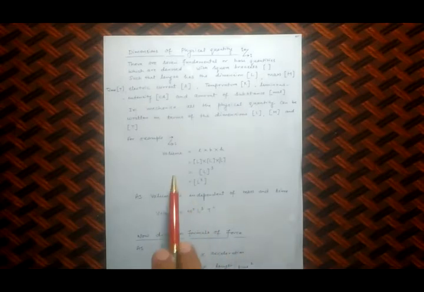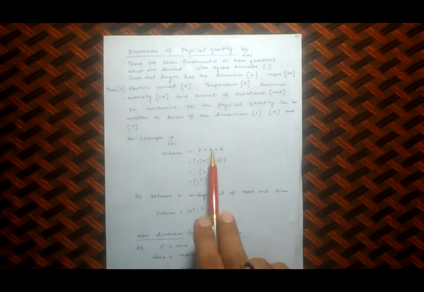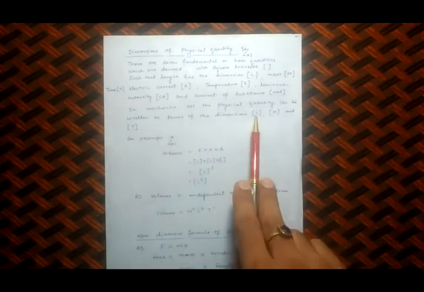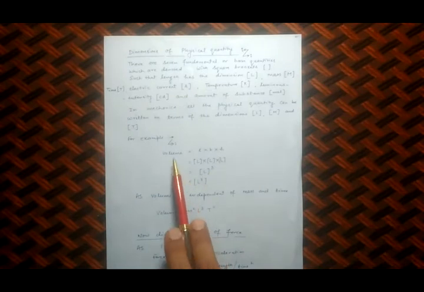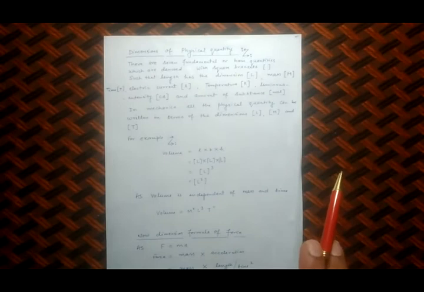For example, volume. Volume formula is L into B into H, length, breadth and height. For length, which of the three dimensions will we take? That is L. Mass we cannot take, time we cannot take. So L into L into L, that is L cube. So the dimensional formula of volume is L raised to 3, or L3. So volume is independent of mass and time. In the volume formula, mass and time have no role, so it is independent. So the dimensional formula of volume is M0 L3 T0.